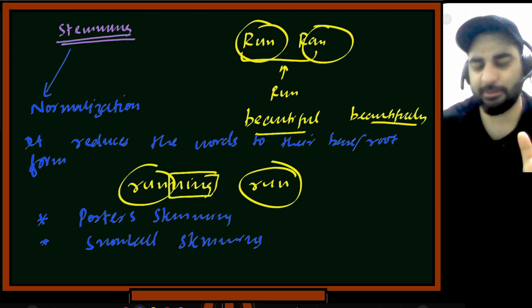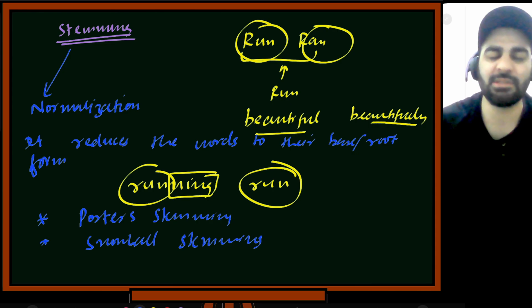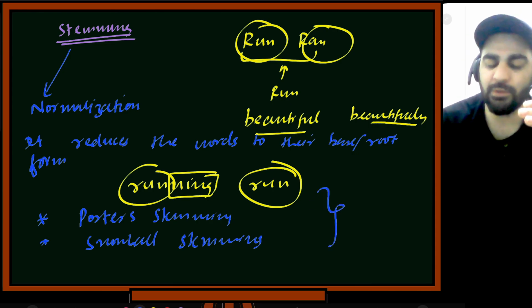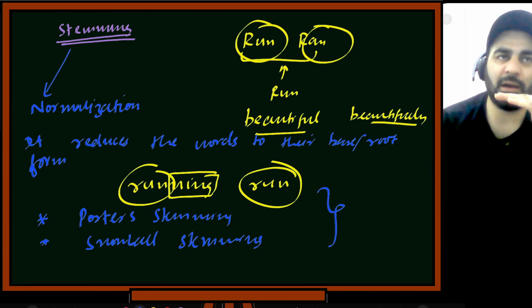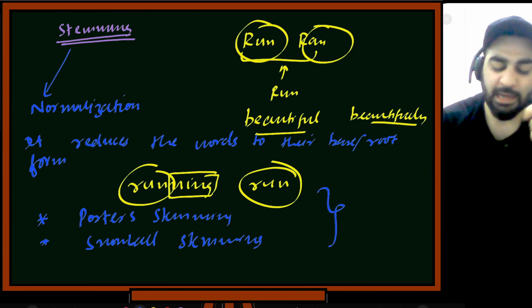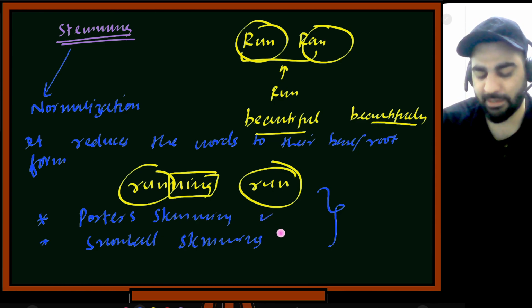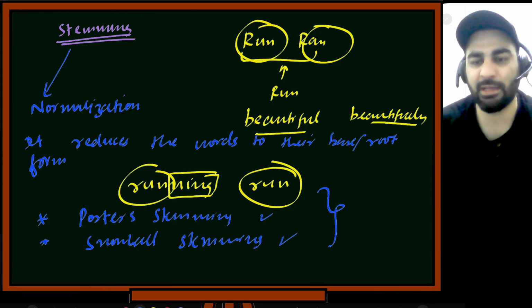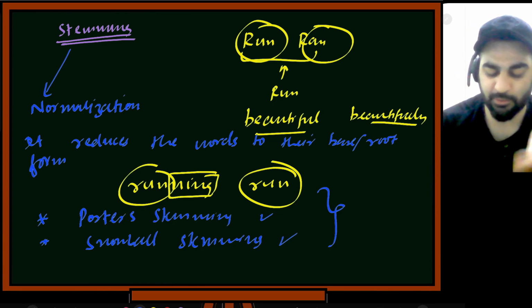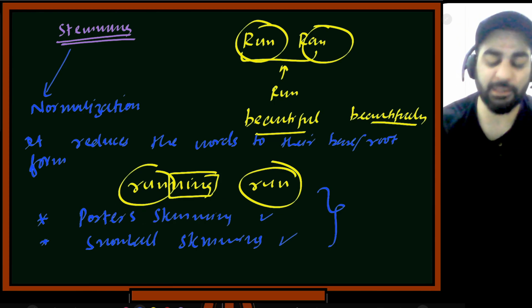Okay, and I told you what these algorithms are. They basically are some set of rules which will tell how to remove these suffixes and prefixes from the words. There are two famous algorithms for stemming. One is called Porter's stemming, and the other is called snowball stemming. This was proposed by Martin Porter. If you are interested, you can look at the details of these.